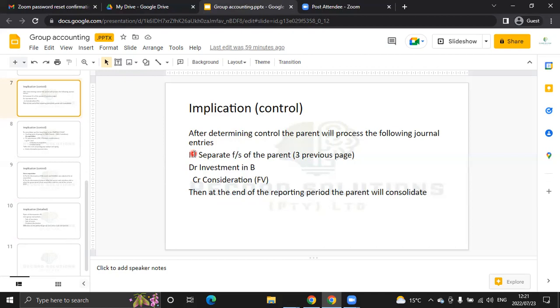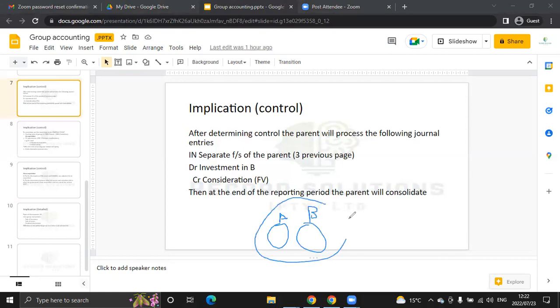Now, what is the group's perspective? Let me show you what the group perspective is. So you have this entity A, and you have this entity B, and you have this group, which is called group A. So it's called the group statements of A. The group statements will always carry the name of the parent. So this is the A group basically, right? This is entity A, entity B, then this is the group A.